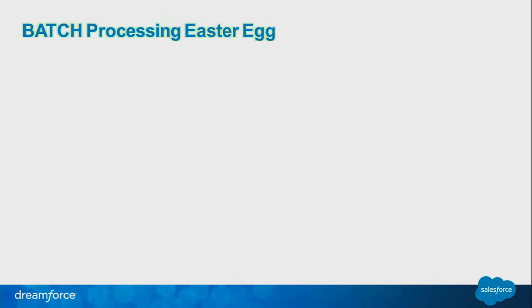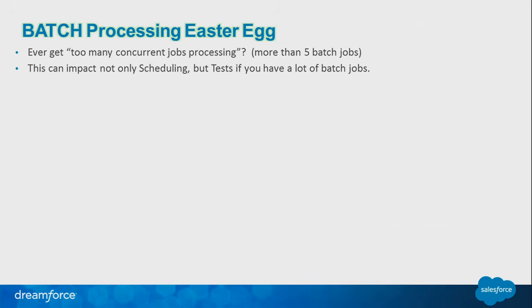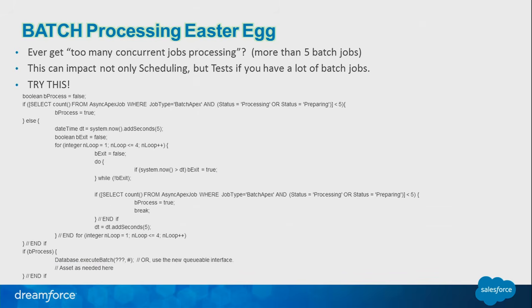So here's your batch processing Easter egg I talked about. You ever get those too many concurrent jobs processing? And again, what I'm going to show you here works for test classes, but it can easily be switched around for actually batch processing itself. This impacts not only scheduling, but tests if you have a lot of batch jobs. We get this all the time until this pattern. Try this.